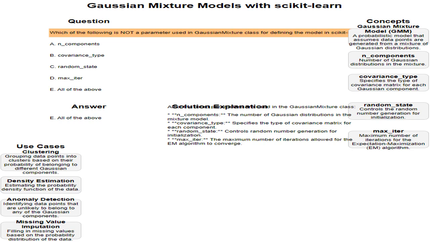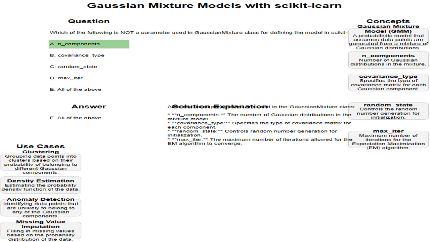Which of the following is not a parameter used in Gaussian mixture class for defining the model in sklearn? A. N components. B. Covariance type. C. Random state. D. Maxiter. E. All of the above.